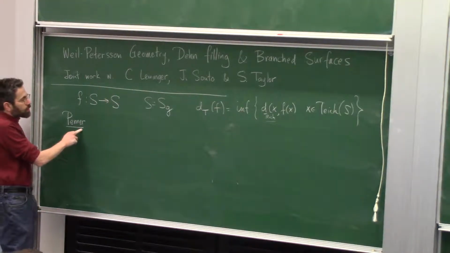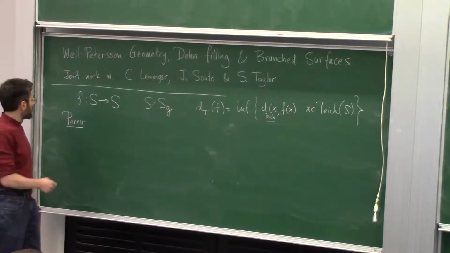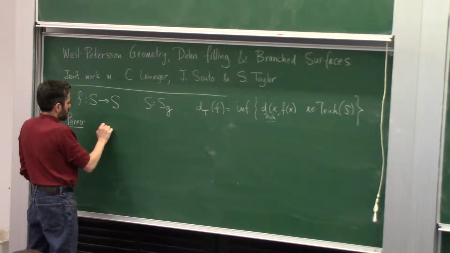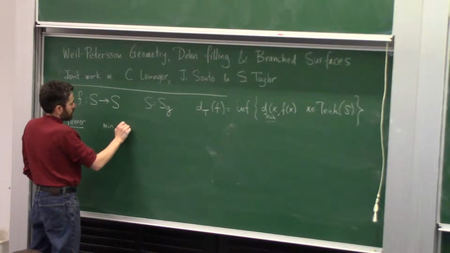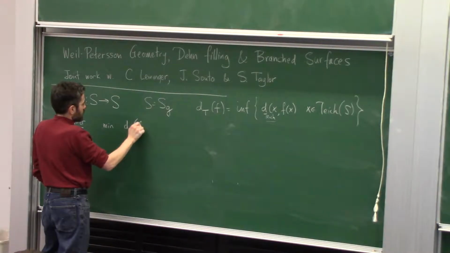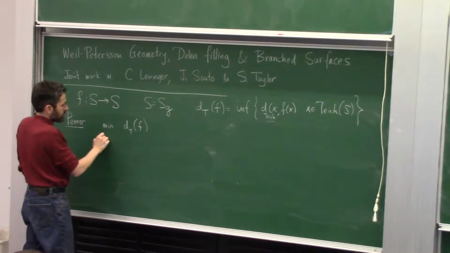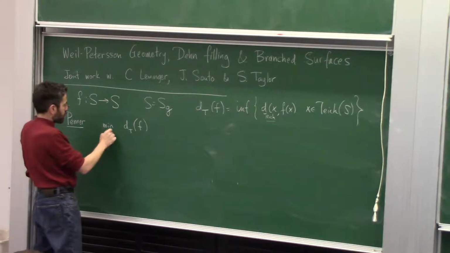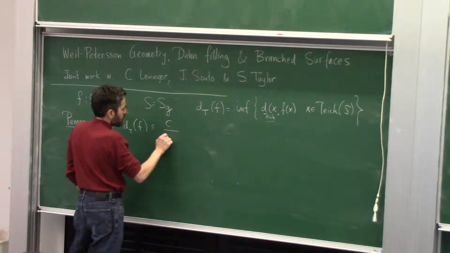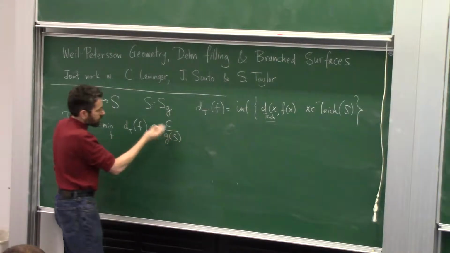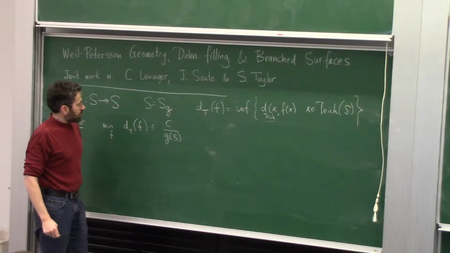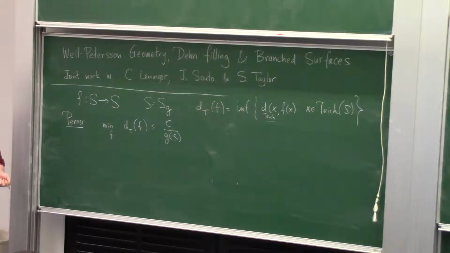And Penner showed that there's no lower bound as the genus grows, and in fact, there are examples where the minimum of d_T of f, for a given S, is less than some constant over the genus of S, or the Euler characteristic of S. So it actually shrinks. The distance shrinks as the genus grows.